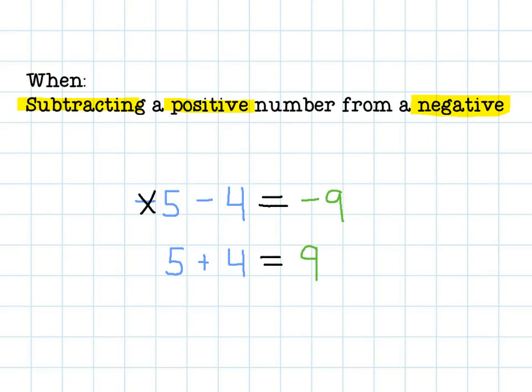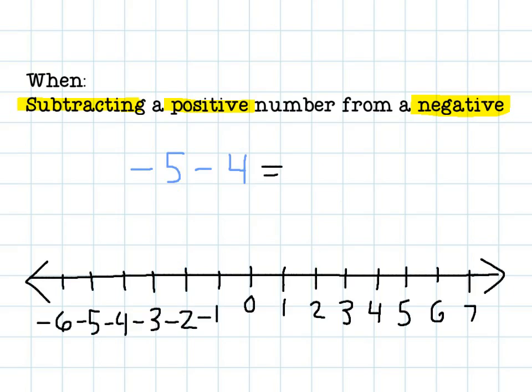Again, we can show this problem on a number line. Start with negative 5. Then we need to move 4 spaces to the left because we're subtracting 4 from negative 5. When you're subtracting a positive number from a negative number, you're basically making the negative number even smaller. Now with negative numbers, the bigger the number, for example, minus 5 and minus 6, the smaller it is. So minus 5 is actually bigger than negative 6.